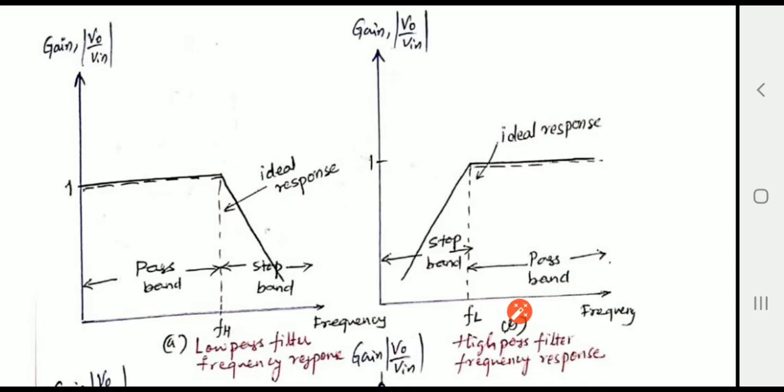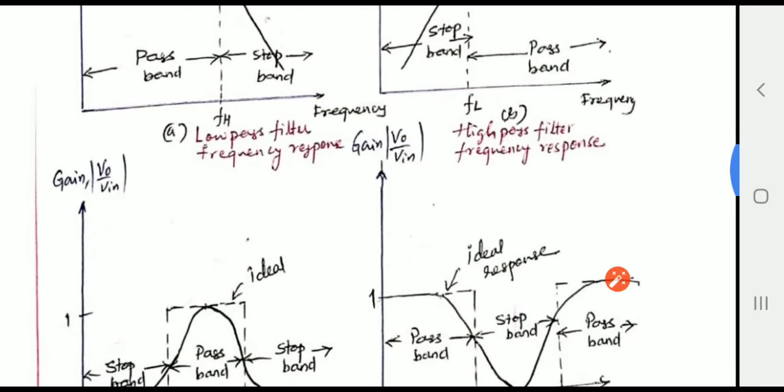Similarly, for the high pass filter, all the low frequency components are stopped or eliminated. Only the remaining high frequency components are passed here. Hence, this is a stop band. This acts as a pass band. We already discussed this in the lab also, using the low pass and high pass Butterworth filter. Okay, so the next is here.